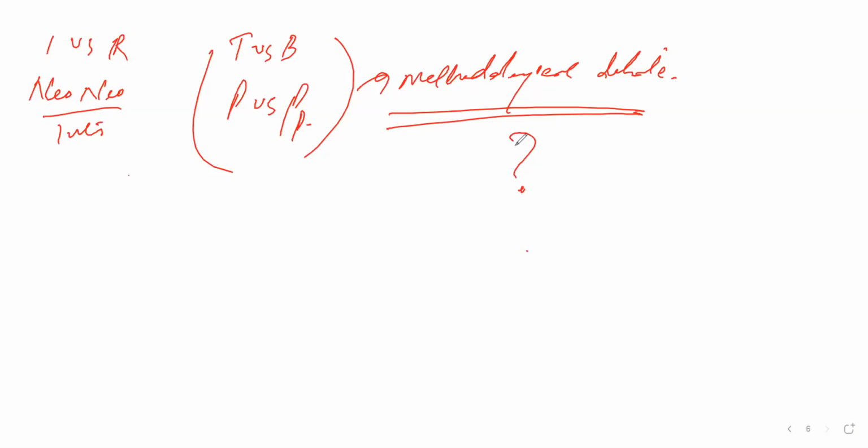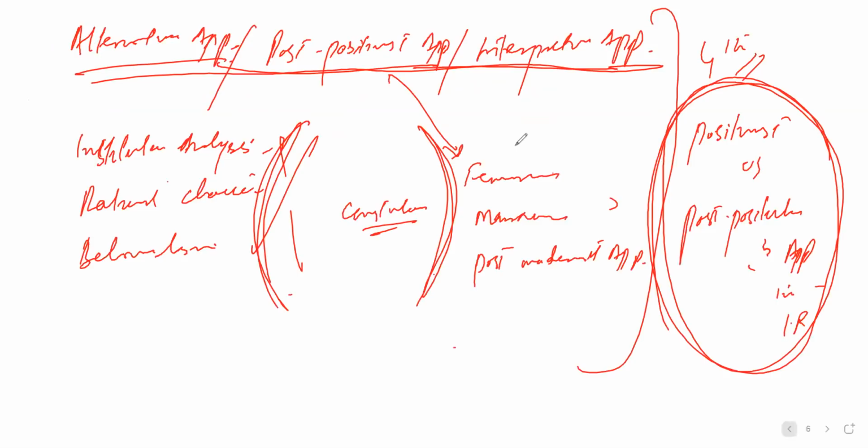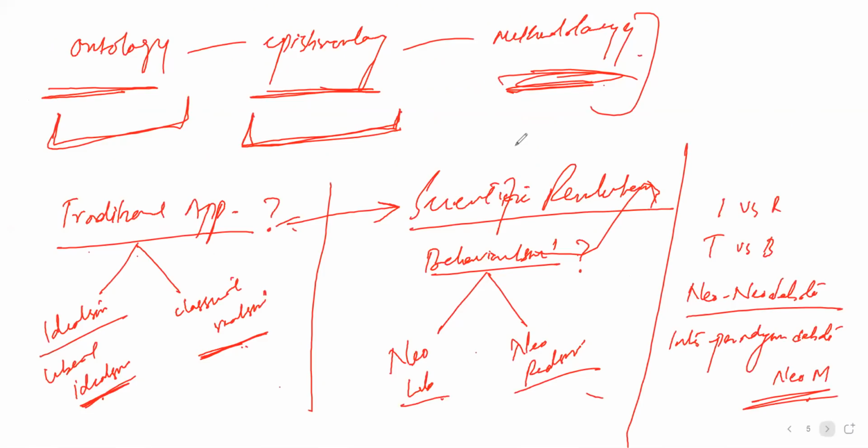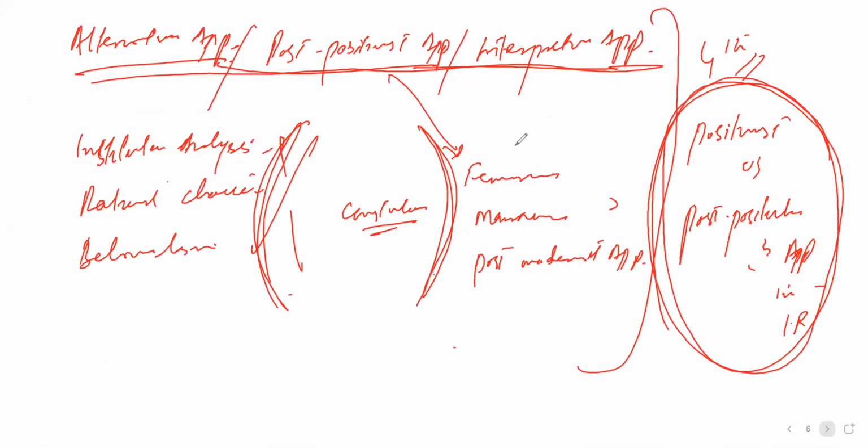So this is the second aspect. When I say how to prepare IR theory, my personal recommendation is rather than moving from an epistemological, ontological context, study from a methodological context. That would make it easy, comprehensible, and you'll be in a better position to apply theory.